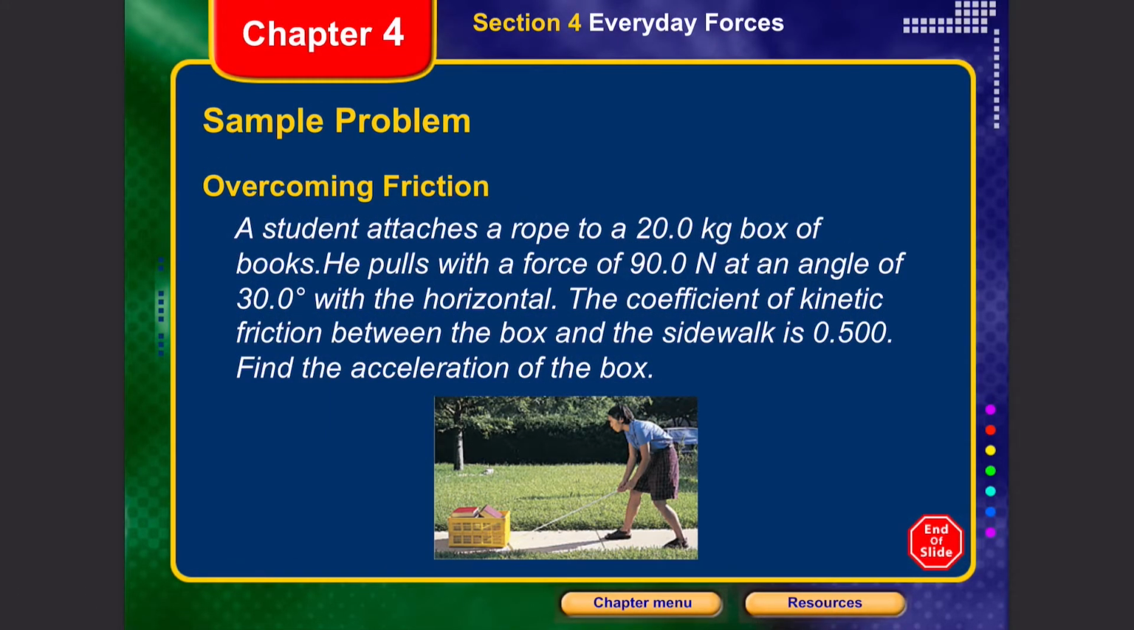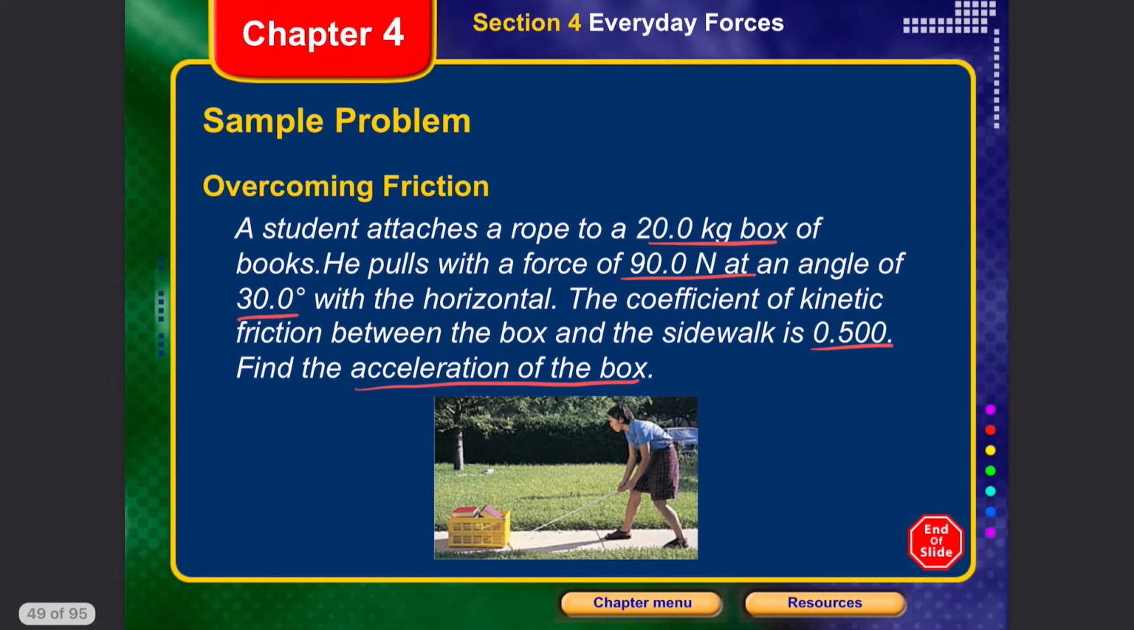So let's try and solve a problem. What is given here? A student attaches a rope to a 20 kilogram box of books. He pulls with a force of 90 Newton at an angle of 30 degrees with the horizontal. The coefficient of friction between the box and sidewalk is 0.500. They're asking us to find the acceleration of the box.